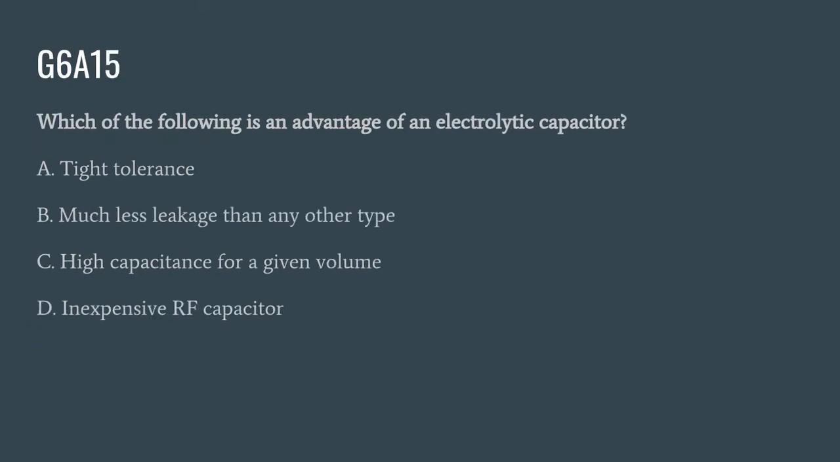G6A15, which of the following is an advantage of an electrolytic capacitor? A, tight tolerance, B, much less leakage than other types, C, high capacitance for a given volume, or D, inexpensive RF capacitor. Correct answer C, high capacitance for a given volume.